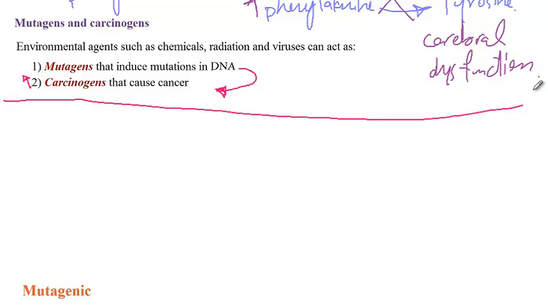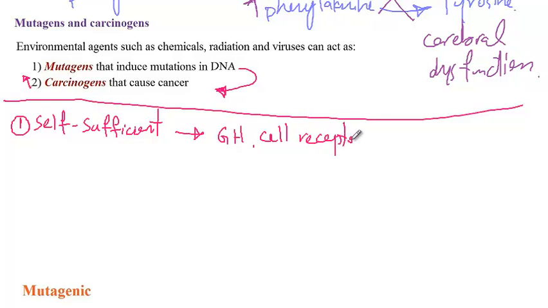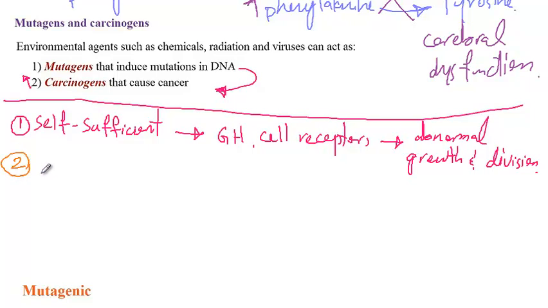And in order for that to happen, cancer cells have certain features. Those include, number one, they are self-sufficient in production of growth hormones as well as cell surface receptors that mediate abnormal growth and cell division. These cancer cells, as we just discussed, also have no brake preventing them from cell division and growth. So these cancer cells are insensitive to anti-growth signals.